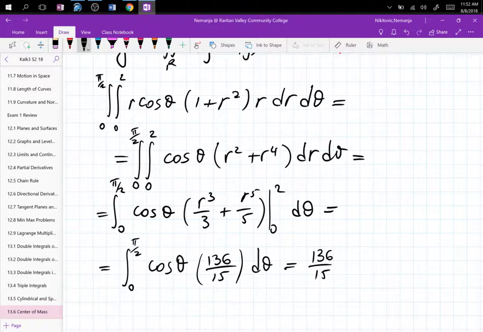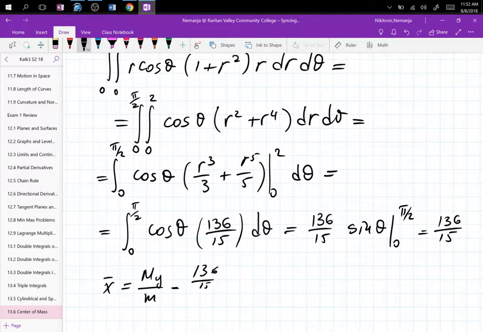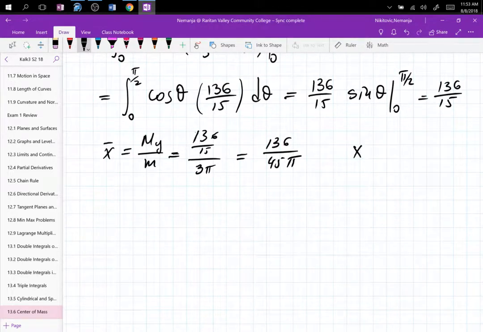And now the integral of cosine is going to be sine, right? So we have sine theta from 0 to pi over 2. Plug in the upper, you get 1. Yeah, okay, there it is. We have the same answer, 136 over 15, as we had before. So now our x bar is going to be My divided by the mass, which is 136 over 15, as Andrew commanded. This is going to be, again, 136 over 45 pi, because we had radial symmetry in the density function, and the object was also radially symmetric, a quarter of a circle. So what we have is x bar and y bar, the same, 136 over 45 pi.